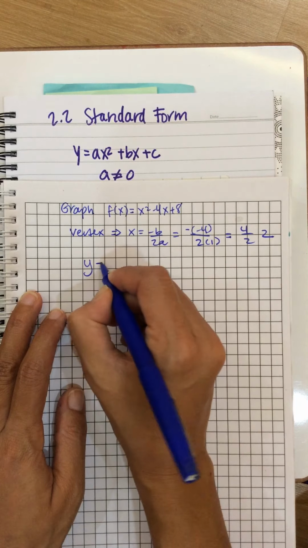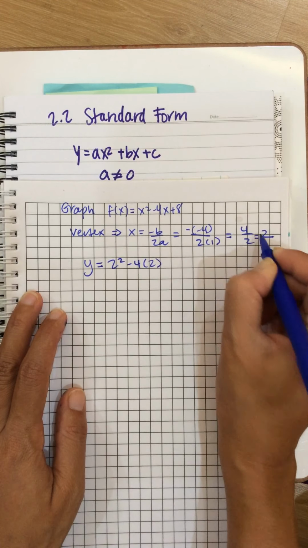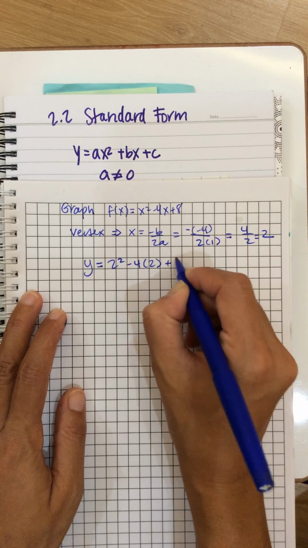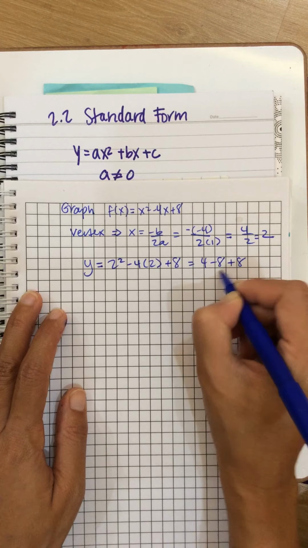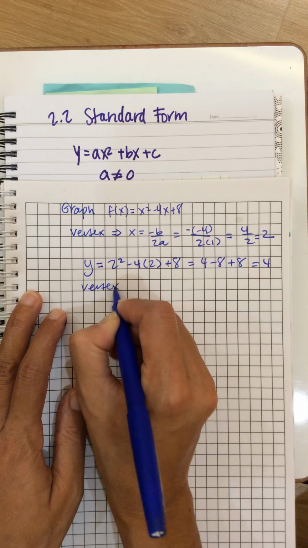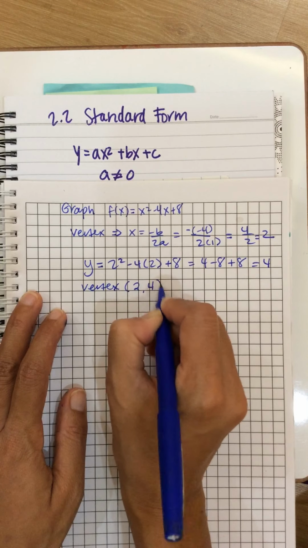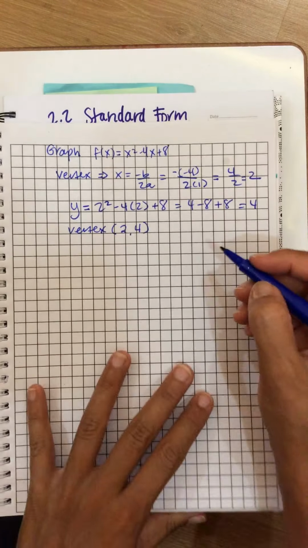Now let's find the y. Y equals 2 squared minus 4 times 2 plus 8, so that comes out to 4 minus 8 plus 8. Those 8's cancel out, so I'm just left with 4. So the vertex can be found at (2, 4). All right, so I can graph that. Let's do that.